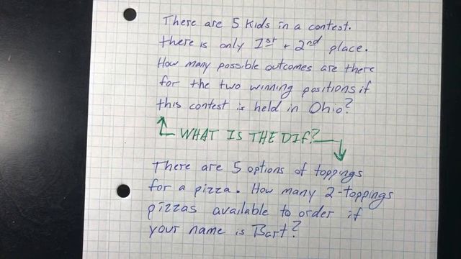So can anybody tell me what the difference is between these two problems? Are they the same problem? We got 5 kids in a contest and first and second place, and then we have 5 options of topping for a pizza, and we need 1 and 2. We just need 2 topping pizzas. So is this the same thing?